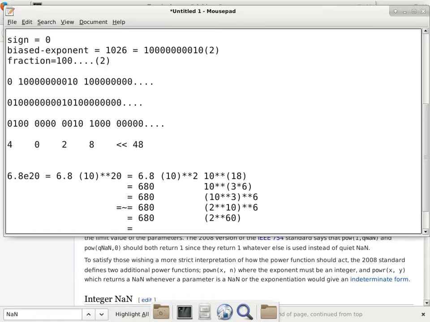Because 680 itself needs how many bits? What is the smallest power of 2 that is greater than or equal to 680? 512. Okay, you did not read the question. Oh, sorry. 2 to the 10 is the biggest power. 1024. Okay, 1024 is the value, but it's 2 to the power of 10.